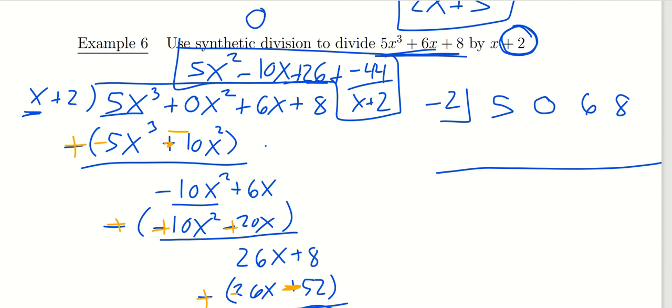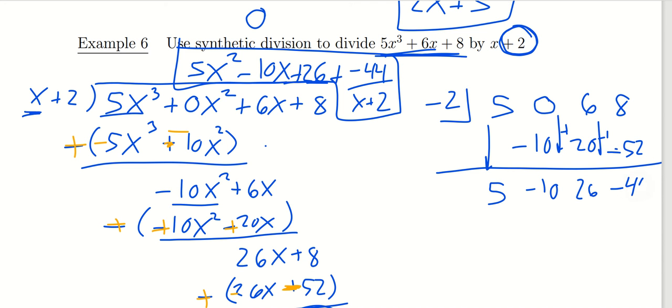Now that it's set up, we're going to begin synthetic division. The first number always comes straight down to get started. So 5 comes down to the bottom. Numbers on the bottom get multiplied to the number in the block. 5 times negative 2 is negative 10. We then add to go down. We get negative 10. Bottom times block, negative 10 times negative 2 will give us positive 20. Add to go down. That's going to be 26. Bottom times block would give us negative 52. Add to go down, we get negative 44, which is our remainder.